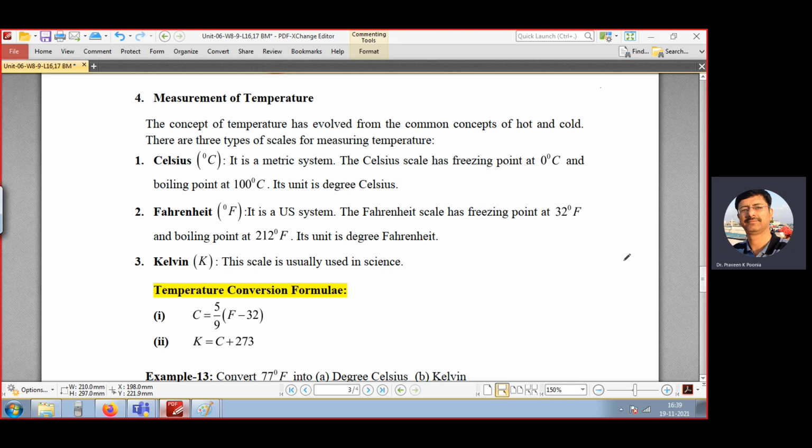Nowadays, because of COVID-19, at every supermarket and hypermarket, immediately before entering you put your hand in front of a machine. Clear? That also measures the temperature. Immediately it will say okay, 36.2, it is normal, you can go inside. So that is the temperature.